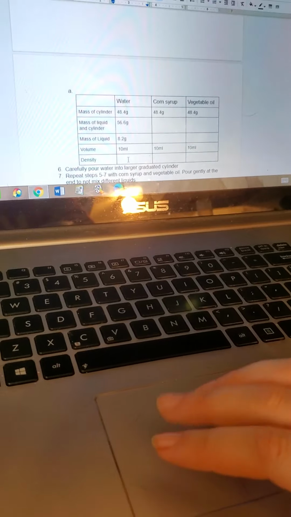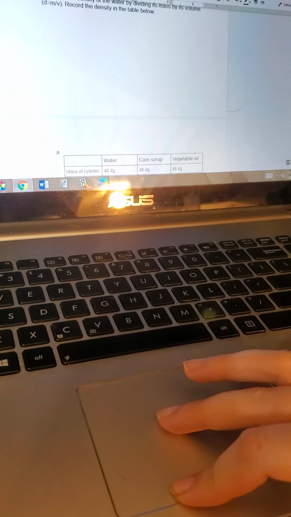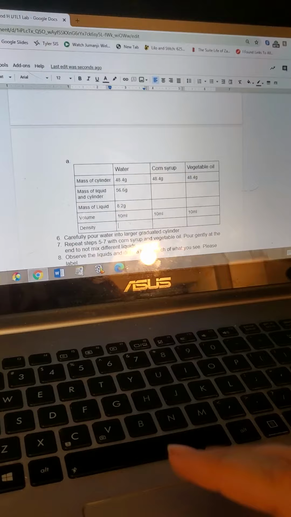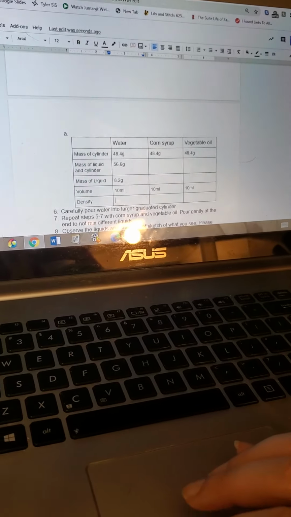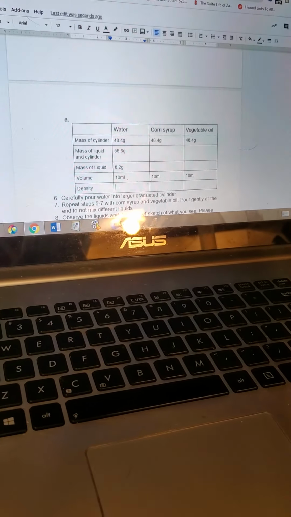Now you're going to calculate the density. The density, as said up here in number 5, is calculate the density of the water by dividing mass by its volume. So, the mass divided by the volume. So, 8.1 divided by 10. Go ahead and figure that out.